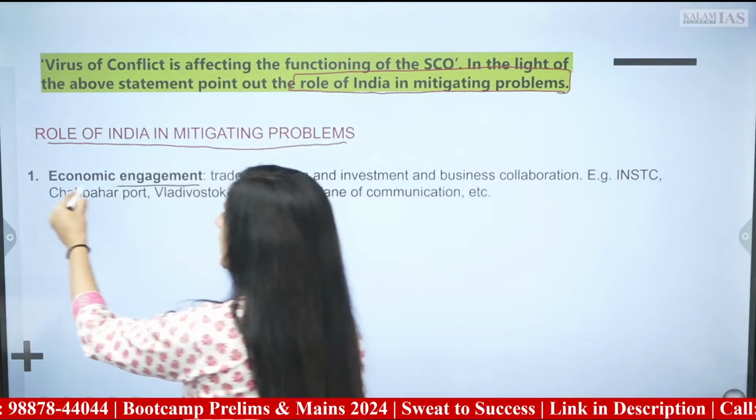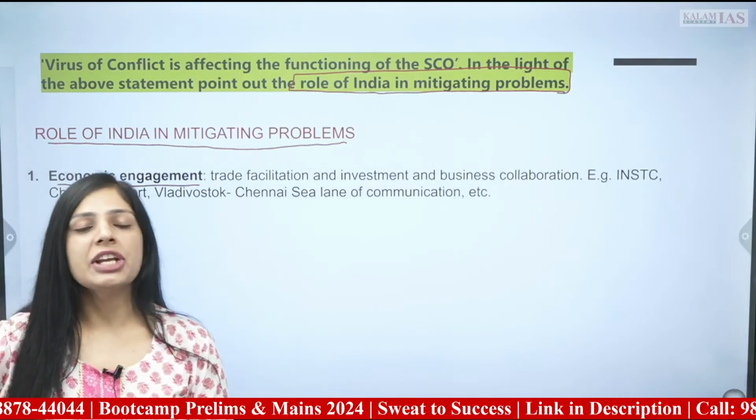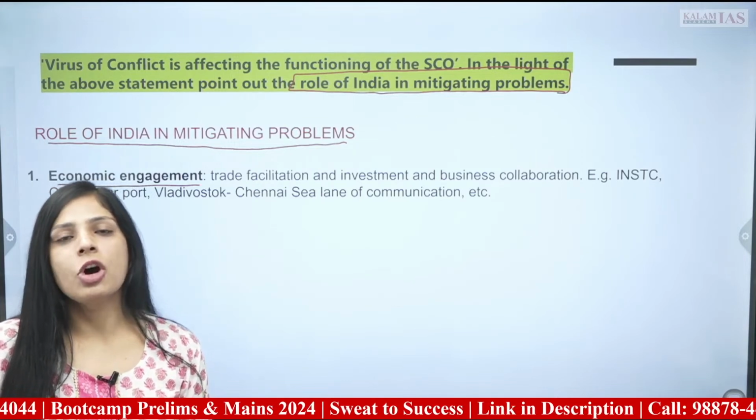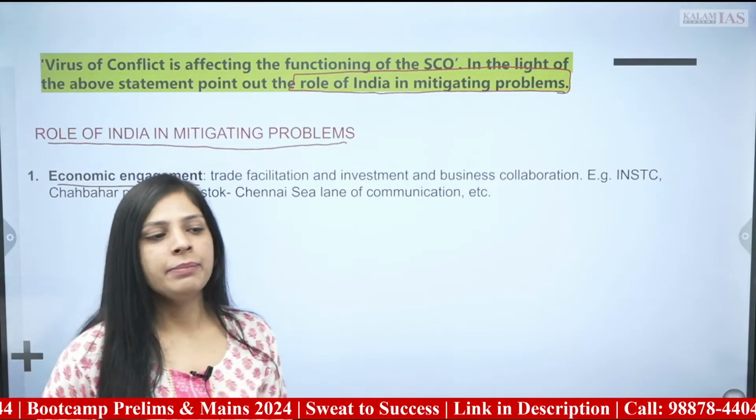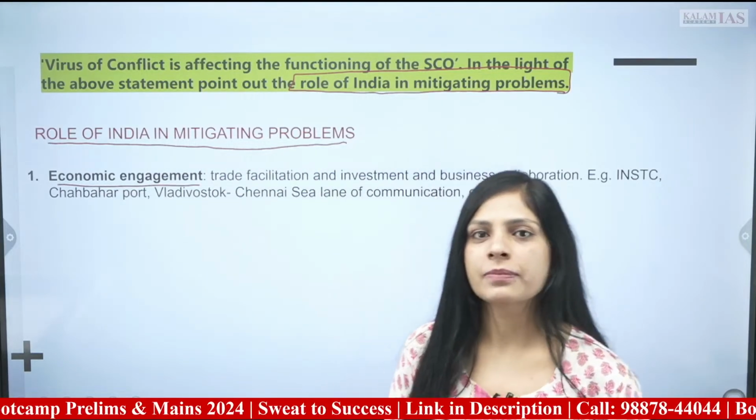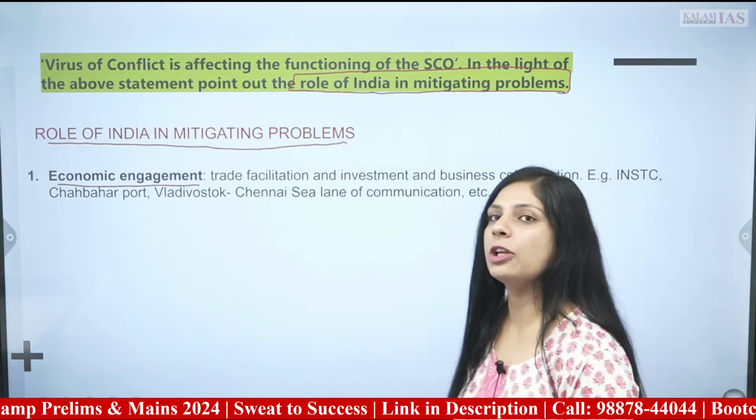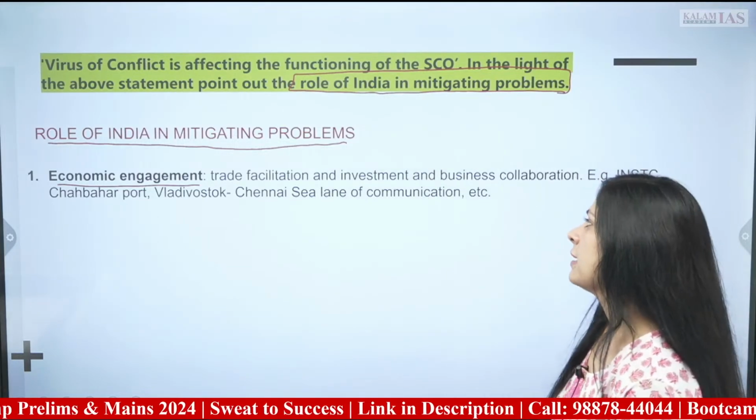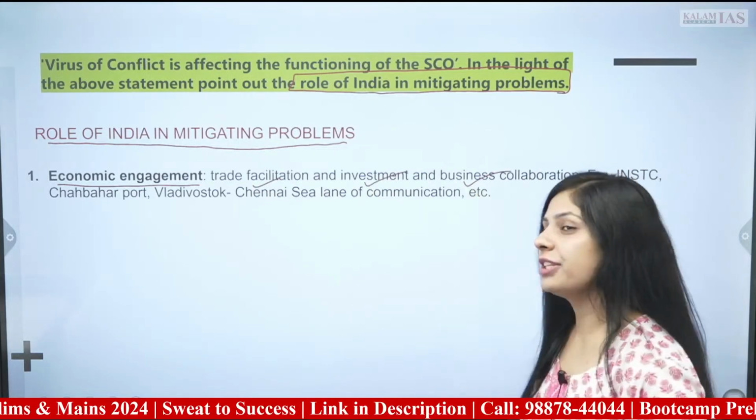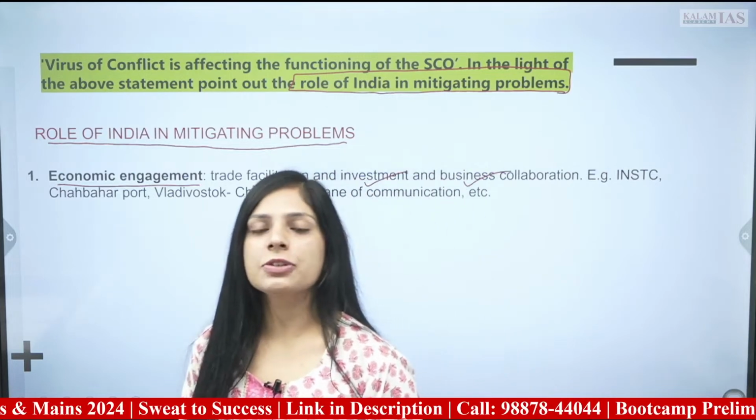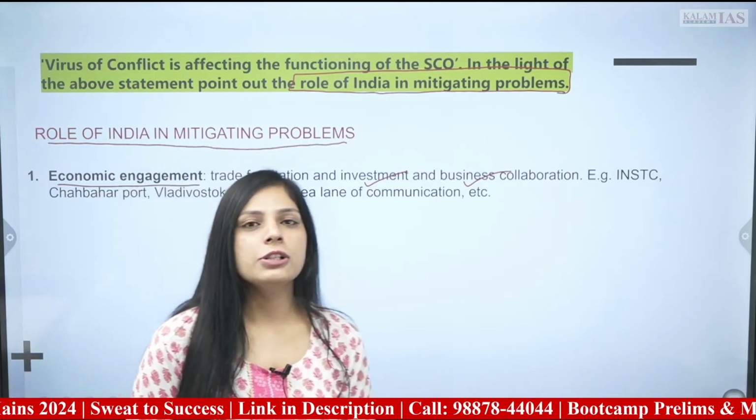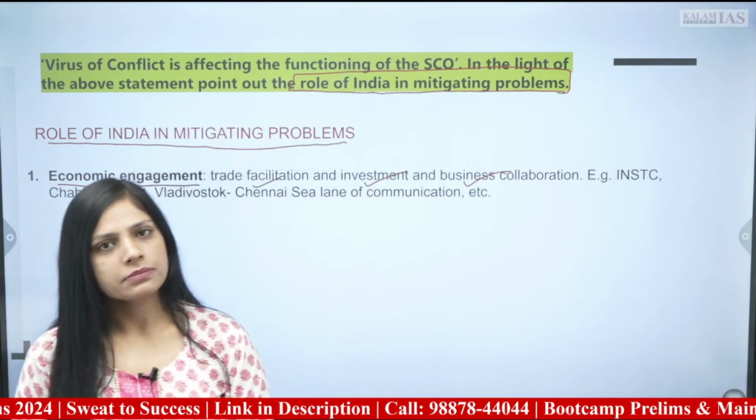For example, economic engagement. It is generally said that economic interdependence in SCO is not at the level of G7, and many fallouts are there because of low economic engagement. So how can India improve this economic engagement? We can look at trade facilitation, investment and business collaboration. These could be different areas which would improve the economic ties and also reduce the conflict risk.